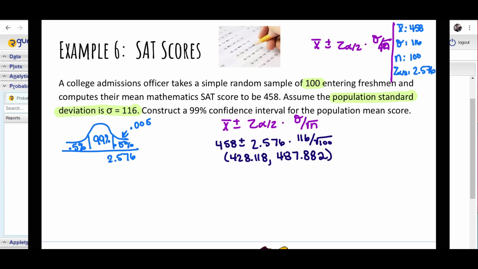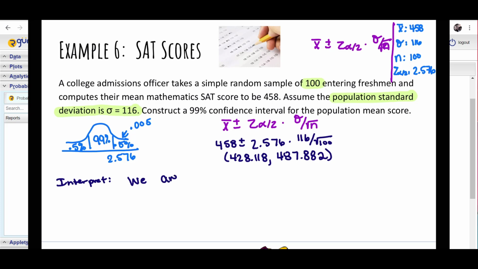All right, so what we're saying is that we're not sure what the mean SAT score is, but we can say with 99% confident that that SAT score falls between 428.118 and 487.882. So let's interpret with a sentence.